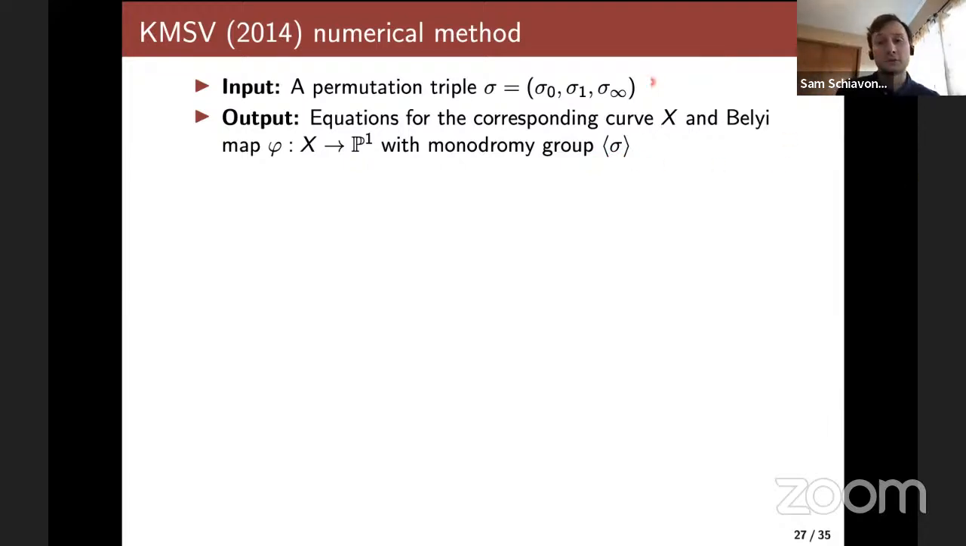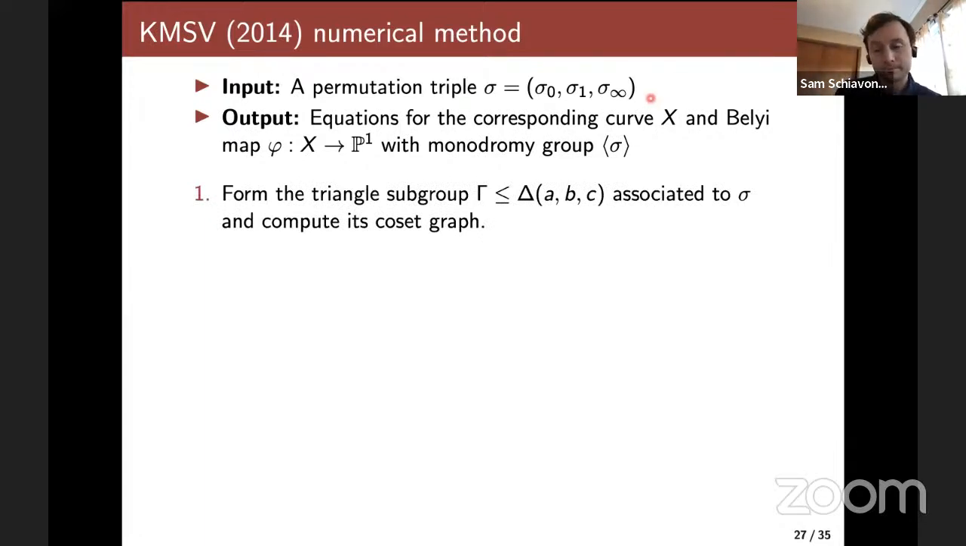As I mentioned, we start off with this combinatorial data, which is easier to compute in an exhaustive way. You can list all the permutations of degree d. And we get from it equations for the curve and map. So here are the steps.